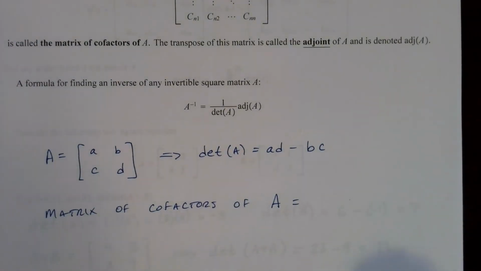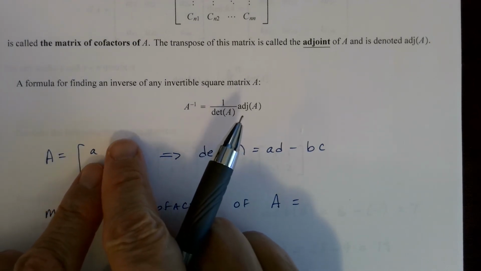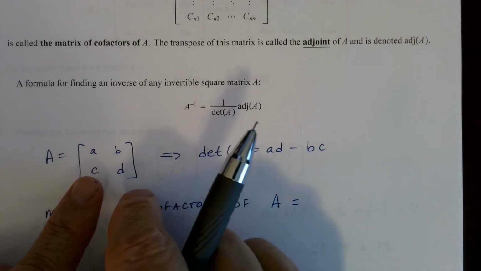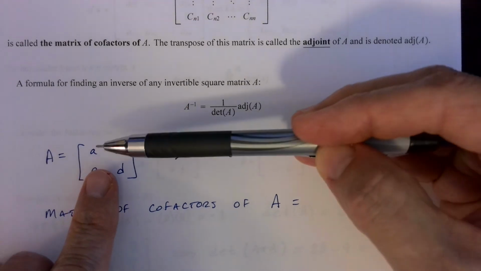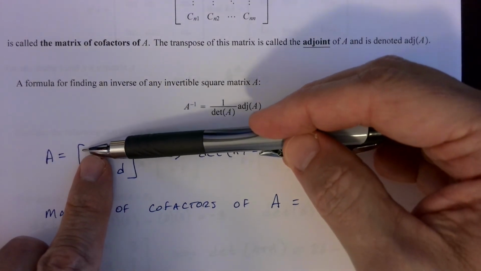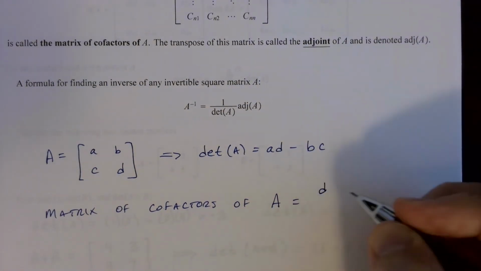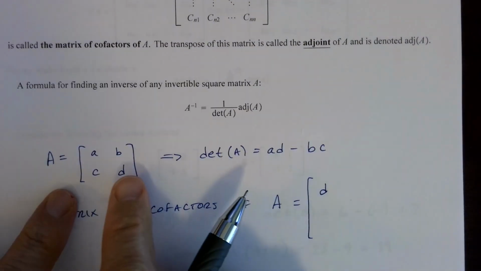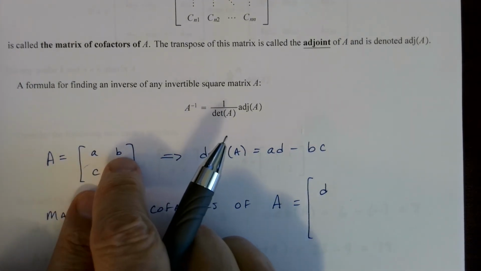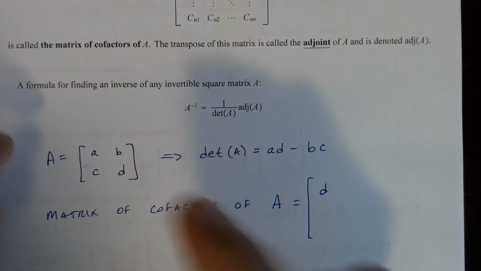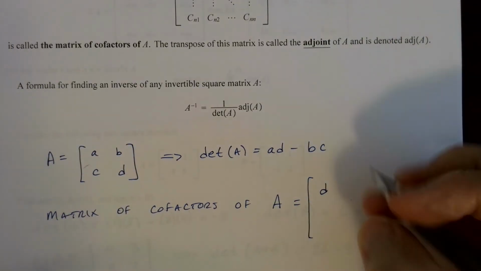So how do I do that? I just find the cofactor for each entry. What's the cofactor of a? Well, it's negative 1 to the first row, first column, 1 plus 1. So negative 1 squared is positive 1. And look at its minor. It's just the 1 by 1 matrix d. So that's going to be a d there. What's the cofactor for b? Well, now it's negative 1 to the 1 plus 2, first row, second column. Negative 1 cubed is negative 1, and its minor is c. So negative 1 times c.